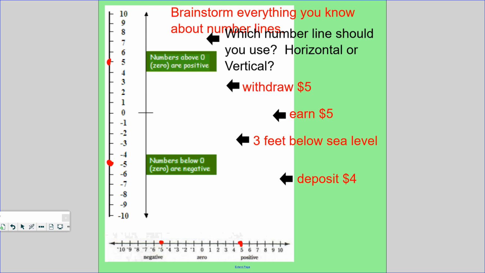Positive $5. 3 feet below the sea. If sea level represents 0 feet, below means negative 3. I would probably use a vertical number line for that one. It's easier to see. Deposit $4. I go to the bank and deposit, so I'm going to have an extra $4 in my account. So deposit $4.